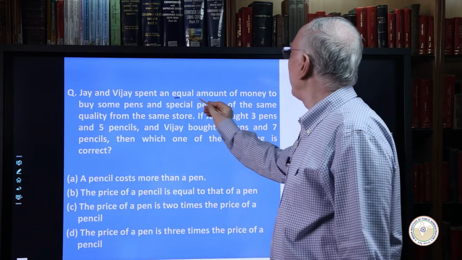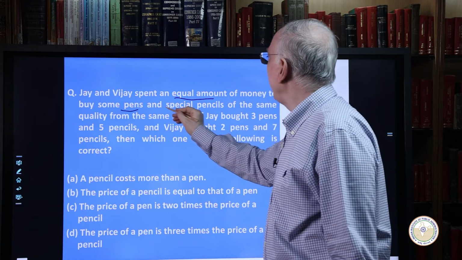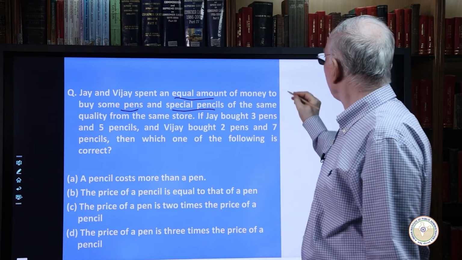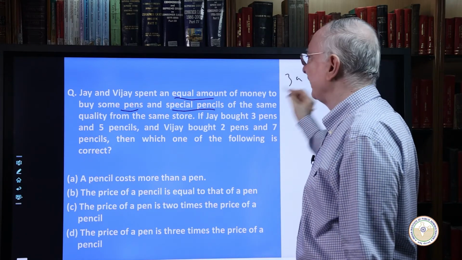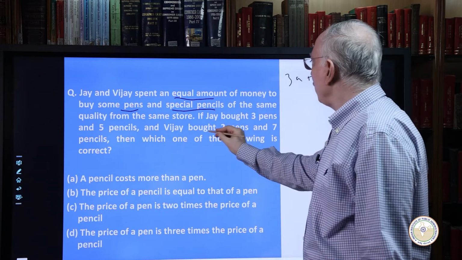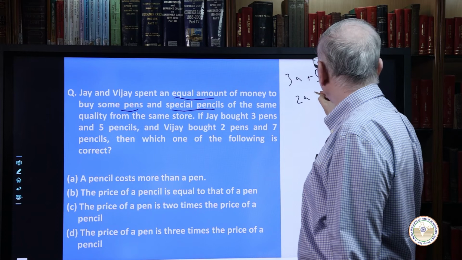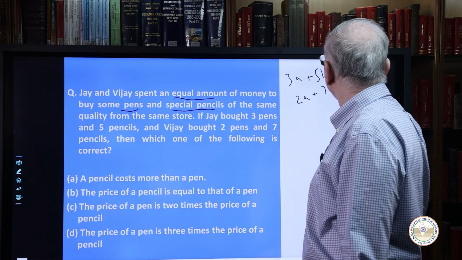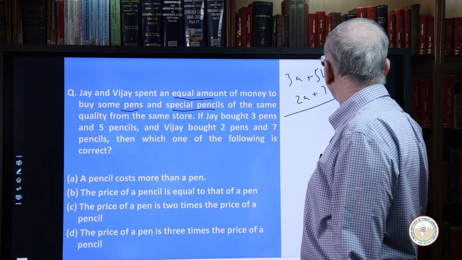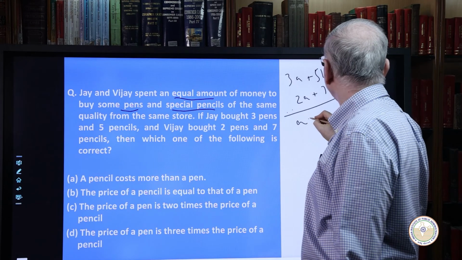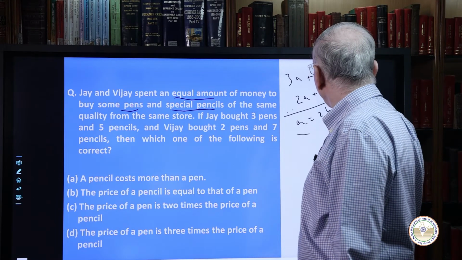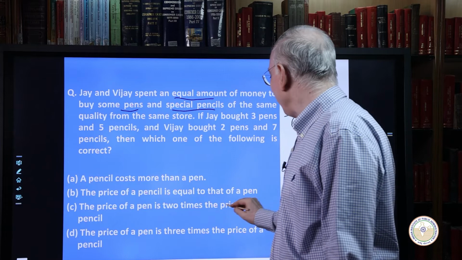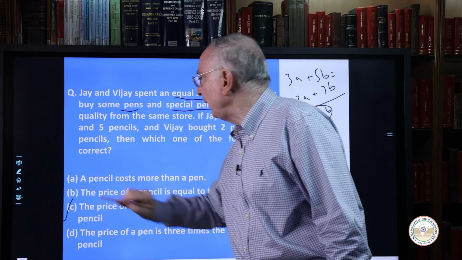Next question. Here the key point is equal amount on some pens and pencils they bought. Now if Jay bought 3 pens, suppose the price of a pen is A, so 3A plus 5 pencils, price is B, and then Vijay bought 2 pens, that means 2A plus 7B. Because both have spent an equal amount, these two expressions are equal. And if we solve this, we subtract this, A is equal to 2B. So it means the price of a pen is equal to 2 pencils. So that means the price of a pen is 2 times the price of a pencil. So option C is the right answer.